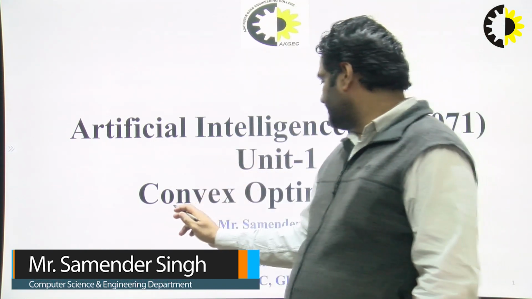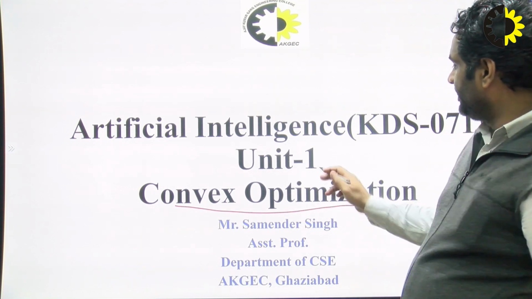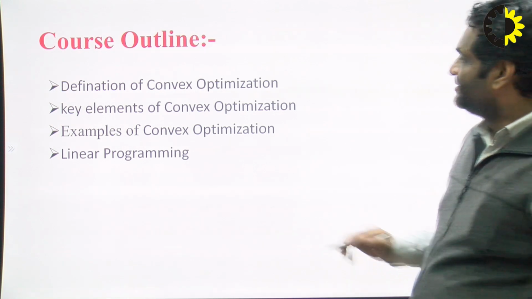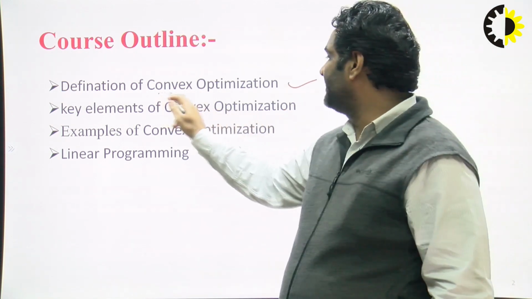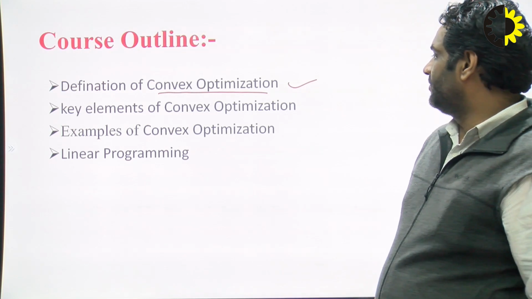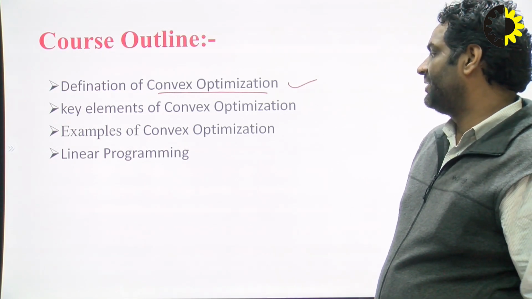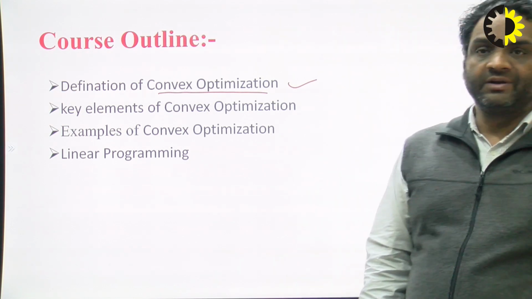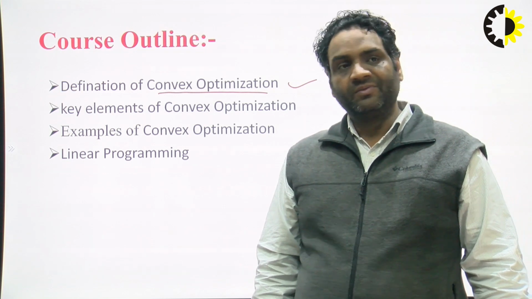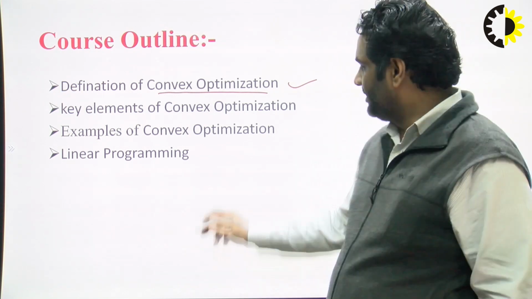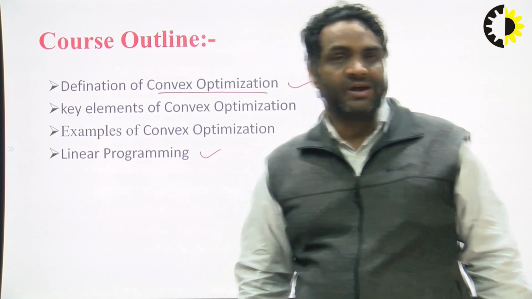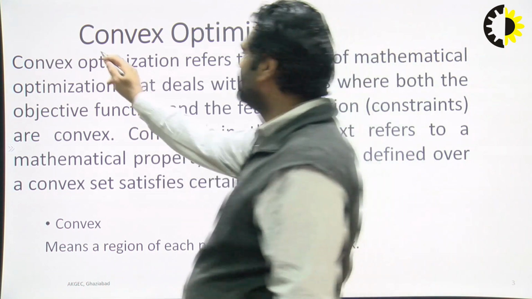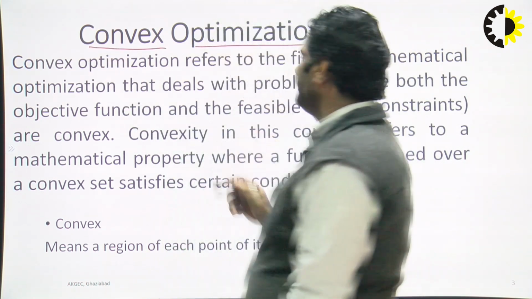My topic is convex optimization in Unit 1 of the code KDS 071. The course outlines a definition of convex optimization and key elements of convex optimization. Then we will cover some normal examples of convex optimization. After that, the most important topic of this first unit, that is linear programming, in which we will cover some numerical problems.